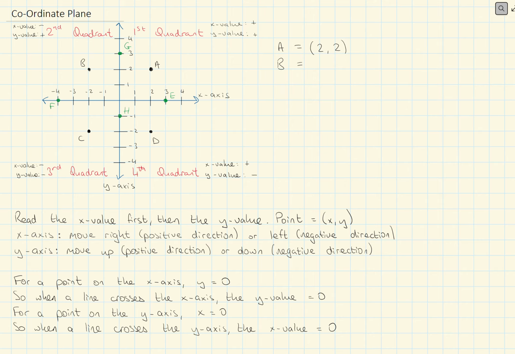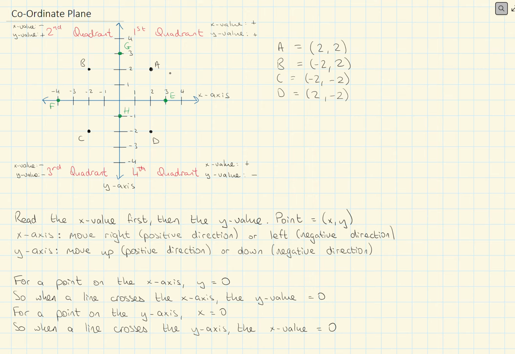Then if we look at B here, we go down to the x-axis first and we get -2, and we come across to the y-axis and we get 2. If we have a look at C, go up to the x-axis, we get -2, and we go across to the y-axis, we get -2. And then my point D, up to the x-axis and we get 2, and across over to the y-axis and we get -2.